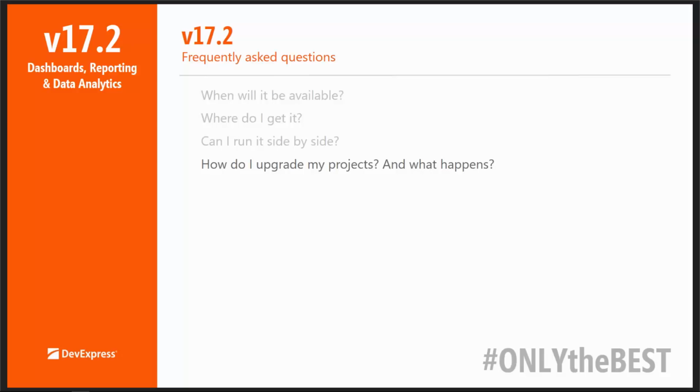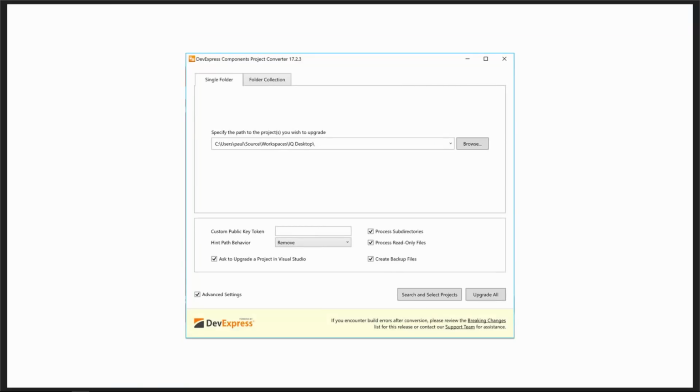And then the last question is, how do I upgrade my projects and what happens? Well, obviously it depends on which version of which platform you're targeting, but the DevExpress Components Project Converter, which has had some changes in the 17.2 release, will allow you to select either a single individual project or a collection of folders containing projects and allow you to run that through. Now, there's some entries in the advanced settings. For example, if I was to open a previous version of a project, I'll get prompted inside Visual Studio, do I want to run the updater?